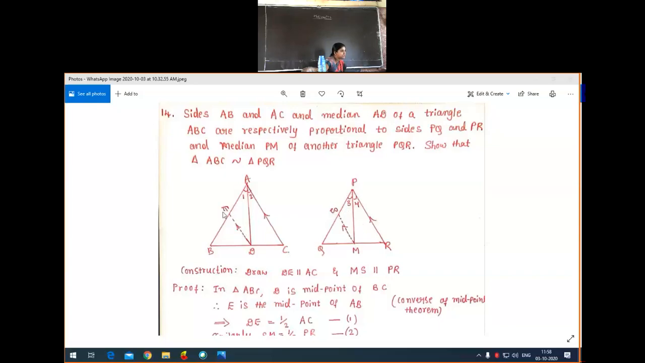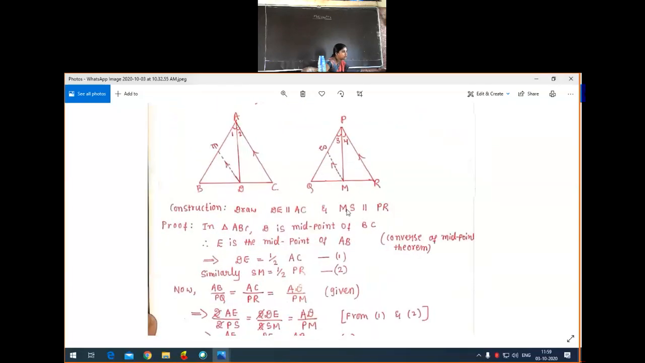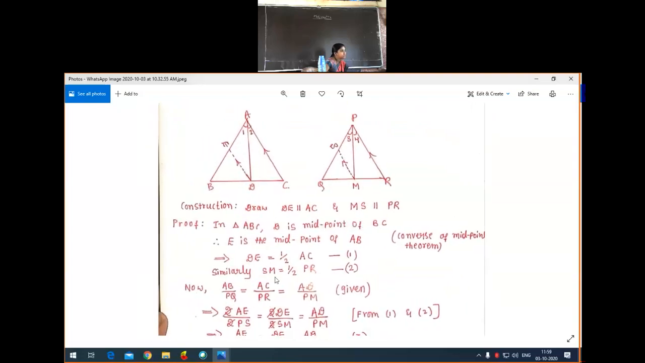According to that condition, DE is half of AC. By the midpoint theorem definition, since these two are midpoints, this line is parallel to the third side and half of the third side. We all know that one. So we take DE is equal to half of AC, equation 1. Similarly, SM is half of PR, equation 2. We are taking these two equations.